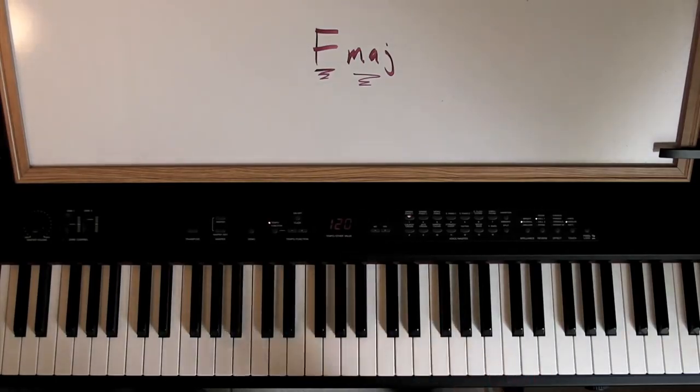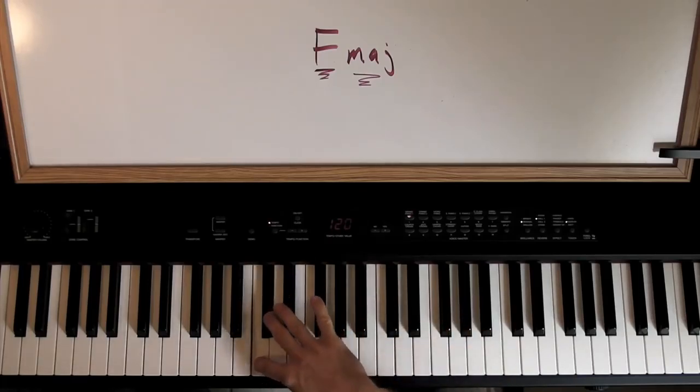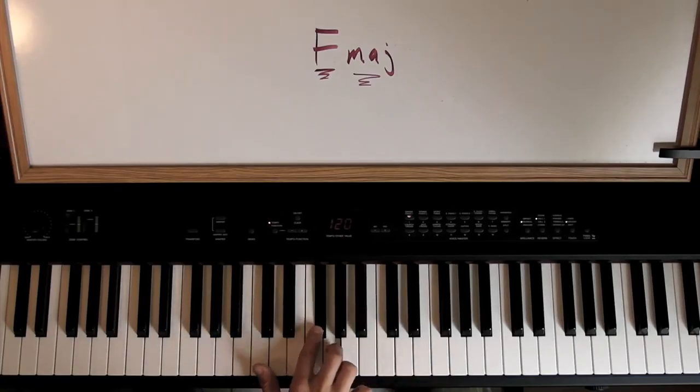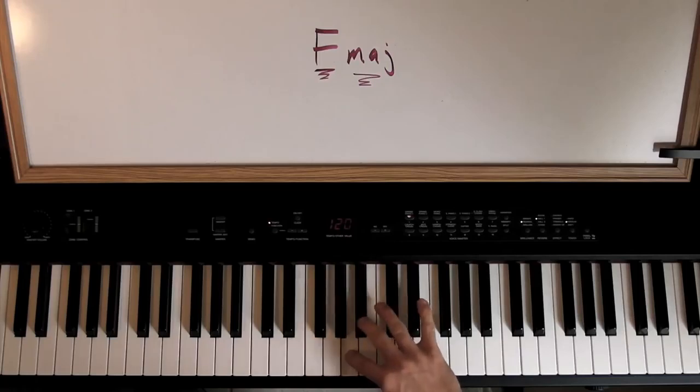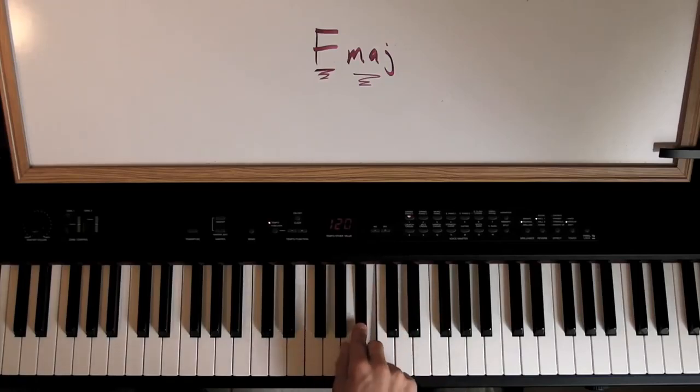A half step is just two notes that are right next to each other. So for instance, like C and C sharp. Those are right next to each other. There's a half step. See, F sharp to G, that's a half step. Any one of those two notes that are right next to each other, those are a half step apart.